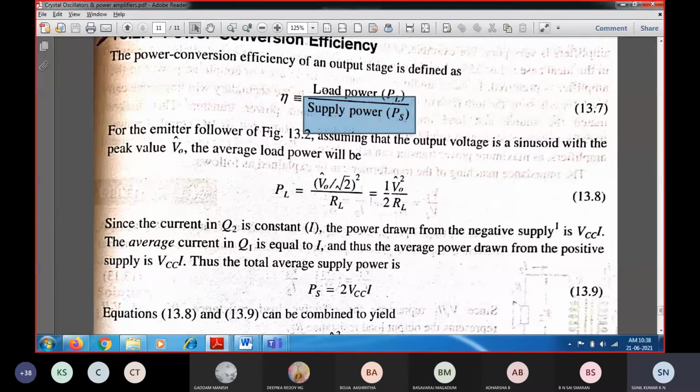Okay. So what is efficiency, power efficiency? That is the load power to the supply power.